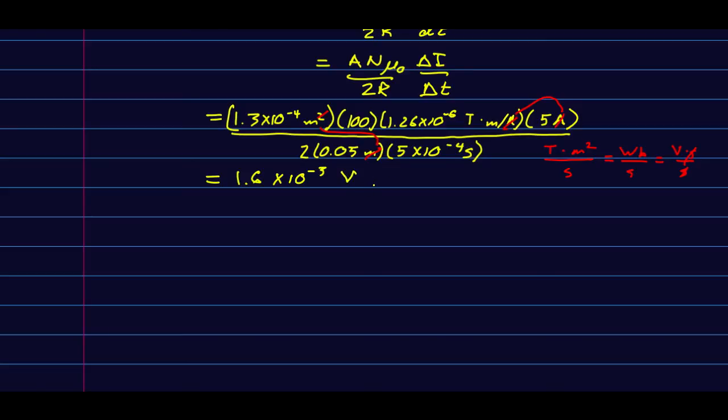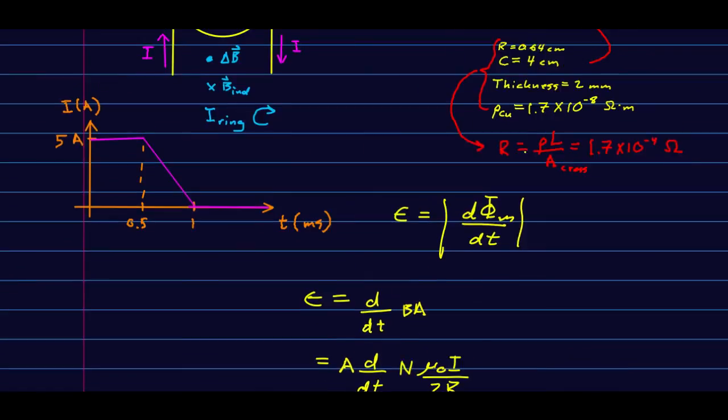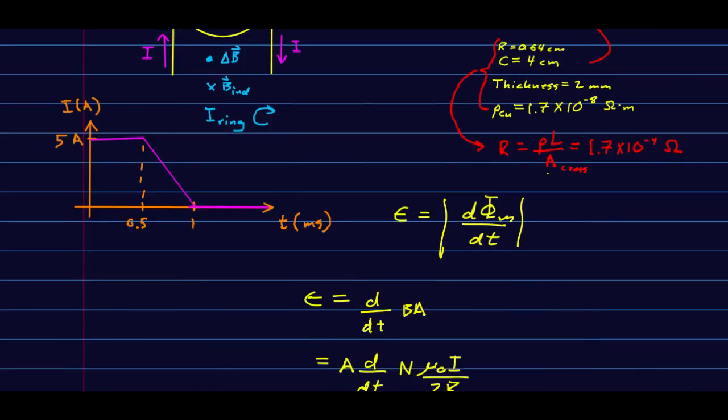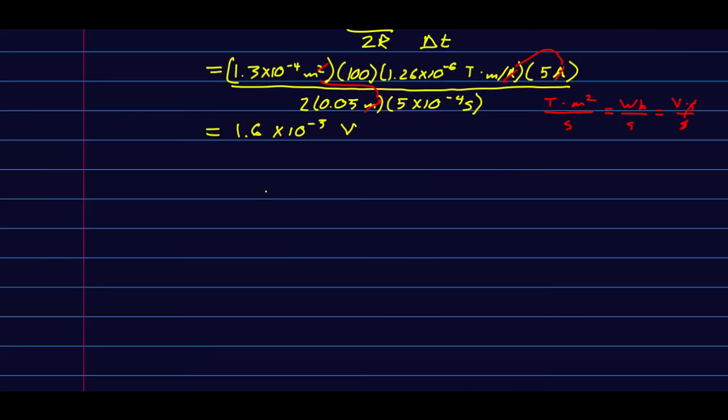Now that's not too impressive, except that the resistance of this ring is only 1.7 times 10 to the negative 4 ohms. So if you work out the current in this ring, it's that epsilon over the resistance, and that's roughly 10 amps, which is a pretty big current.